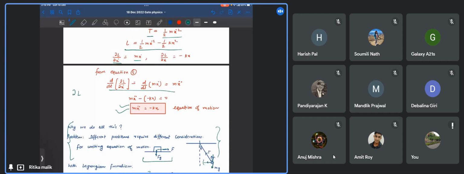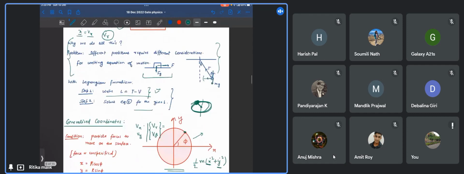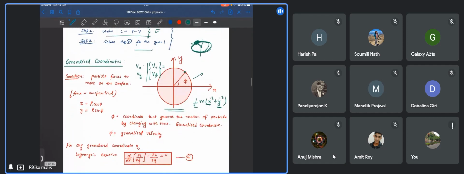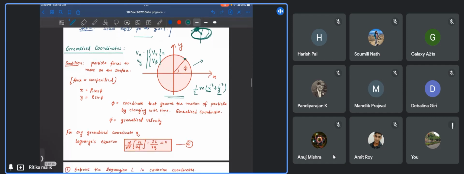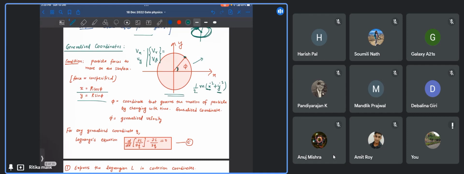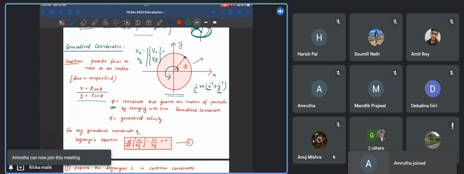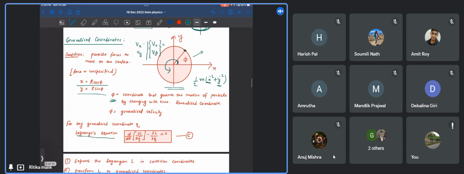So del L by del x dot is your Vx. So this quantity will then be replaced by your VR. So your Lagrangian formalism is also flexible with the change in coordinate system. Even if your coordinate system changes, you will still be able to calculate with the Lagrangian. For example, in polar coordinates, we generally write x as r cos phi and y as r sin phi. Here I have taken phi as the angle. So it is the angle phi which is changing with time as the particle moves along the surface. So phi is the coordinate which is known as the generalized coordinate, and phi dot the generalized velocity, for this case. So we have to write the Lagrangian equations.